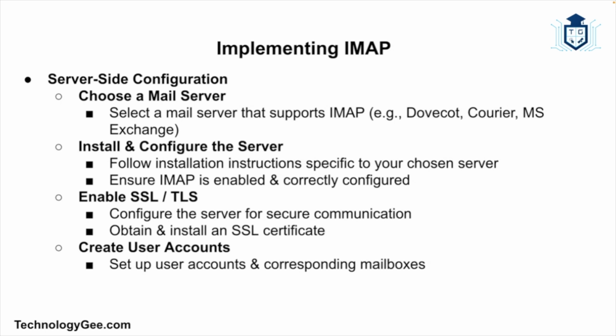You want to install and configure the server. So you want to follow the installation and configuration instructions specific to your chosen mail server. You want to ensure that IMAP is enabled and properly configured. You want to enable SSL TLS. So you want to configure the server to use SSL TLS for secure communication. You want to obtain and install an SSL certificate. Then you want to go about creating user accounts. So you want to set up user accounts and mailboxes on the server.